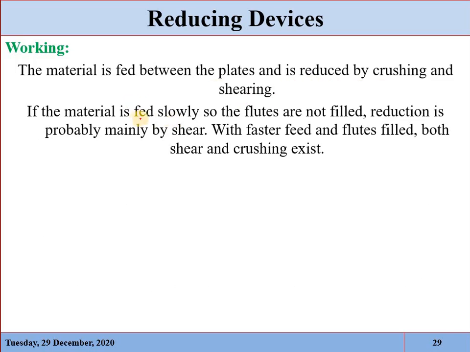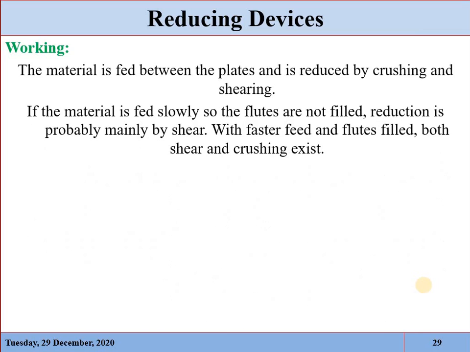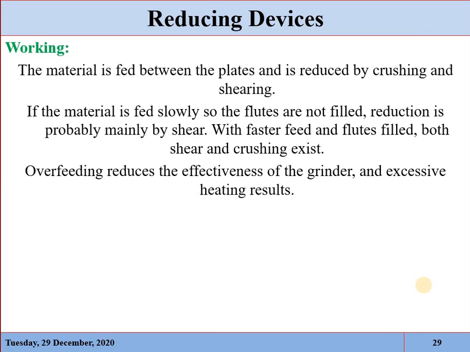Okay, if the material is fed slowly, so the casing is not filled, reduction is probably made by shear. Remember, suppose you are introducing the product, and such an amount of product enters between these two plates that the casing is not completely filled, then the reduction will be due to the shearing. And if too much product is introduced in the casing between these two plates so that it is completely filled, then the size reduction will be due to crushing. Okay, crushing and shear both will be involved if the casing is completely filled.